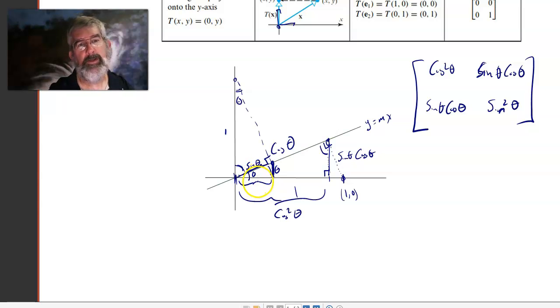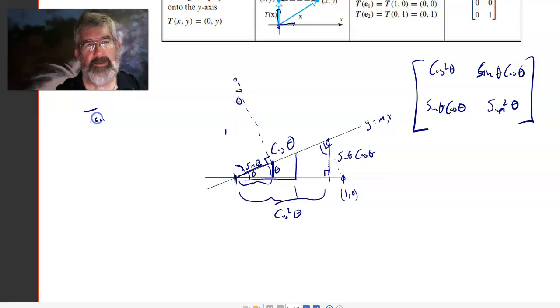Okay, now I want to change it up a little bit and say, well, what if I know the line not by the angle, but I know it by its equation, y equals mx. And in particular, just like the last one, m is the slope. m is rise over run, but that's also the tangent of this angle.